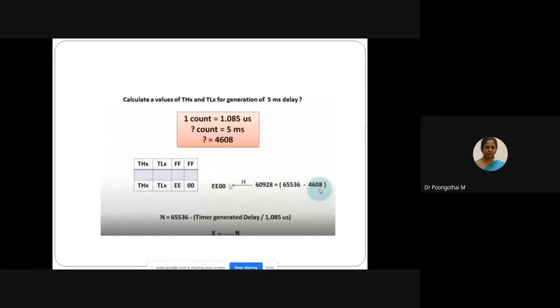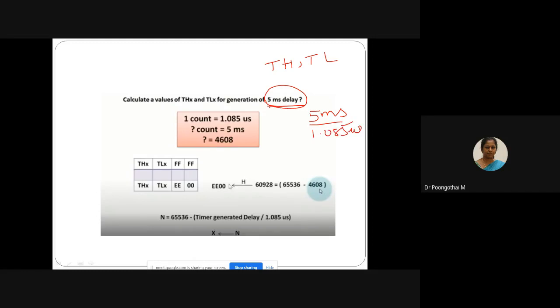The problem given is: calculate the value of the higher order timer register and lower order timer register for generation of a 5 millisecond delay. Actually, the 5 millisecond delay is a known value. So based on this delay time period, we have to calculate the higher order register value and lower order register value. Okay. So first you divide this 5 millisecond by 1.085 microsecond.